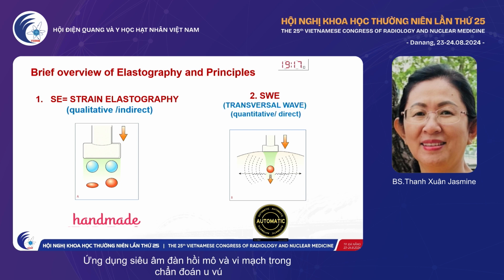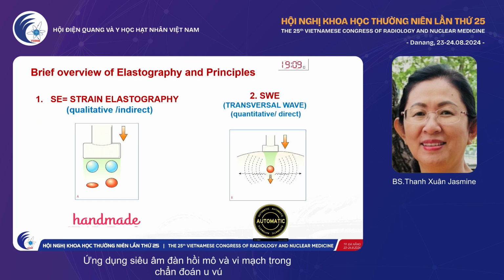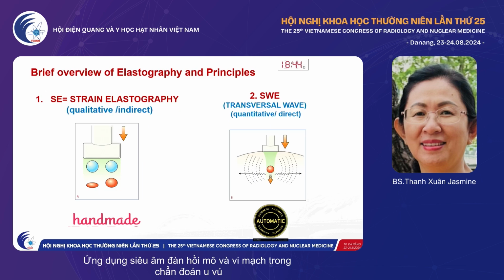This is the content of my presentation. Firstly, we're going to talk about the categories of elastic ultrasound. As we can see, there are two types: strain elastography and shear wave elastography. Strain is the technique that provides qualitative information of tissue stiffness, while shear wave provides the quantitative one via kPa. However, today I only wish to share some information related to the former, strain elastography.